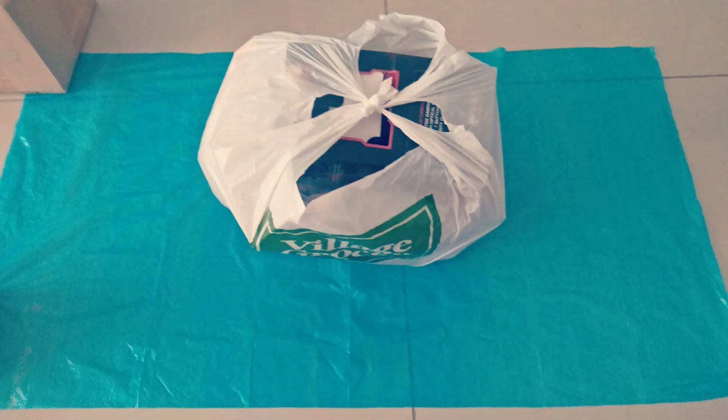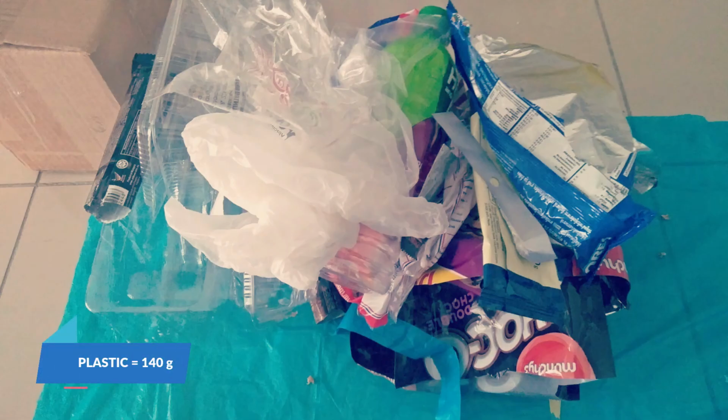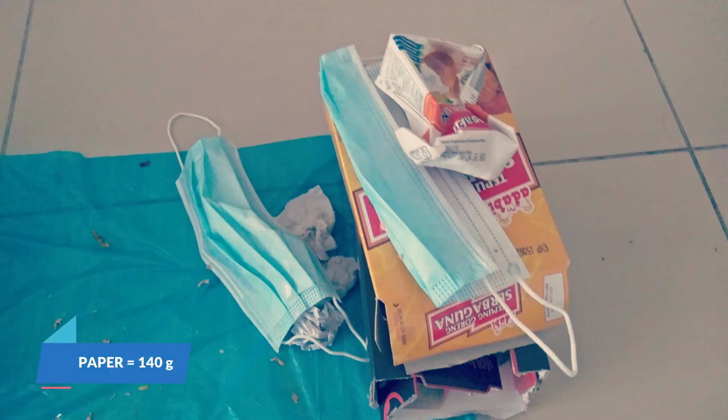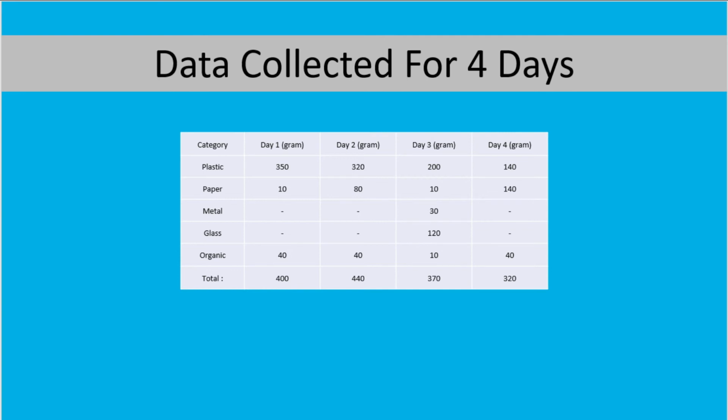The final sample was taken on 12 June 2020. Following our previous procedure, we are going to record the total mass for this waste. The fourth waste sample weighed about 320 grams. This sample is then separated into plastic, paper, and organic waste. The plastic has a mass of about 140 grams, while the paper also has a mass of 140 grams. The organic waste is only 40 grams. After that, we can tabulate our data from the final waste sample into the table.